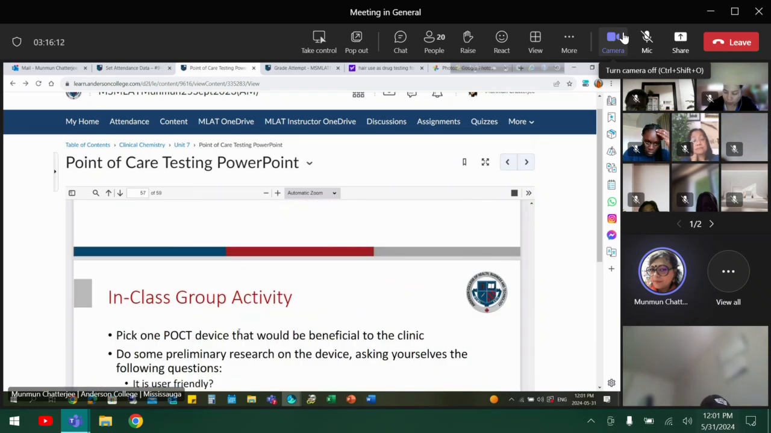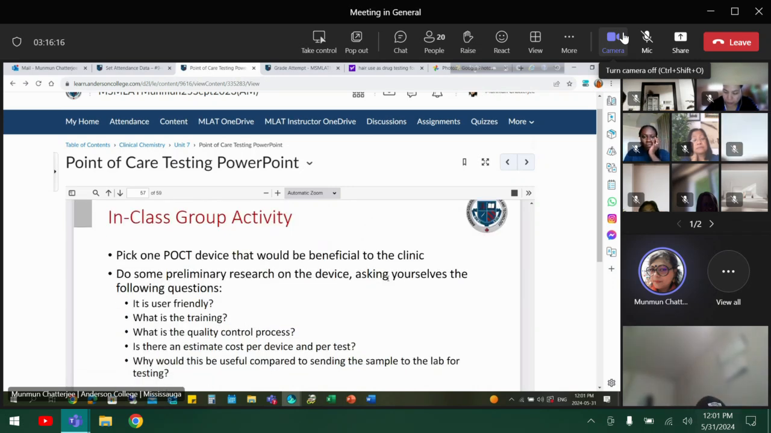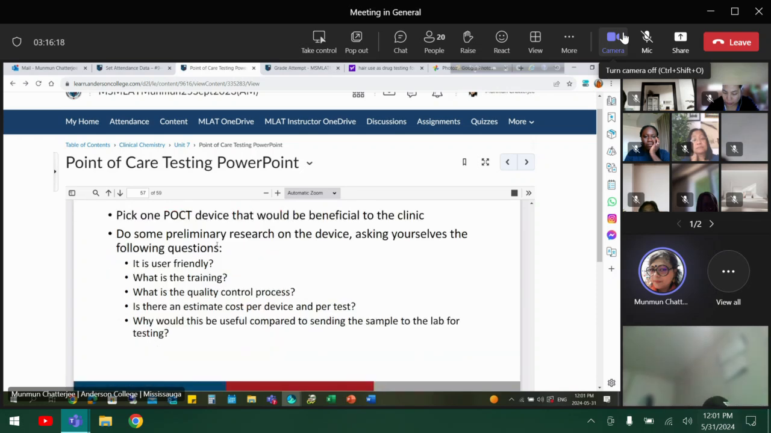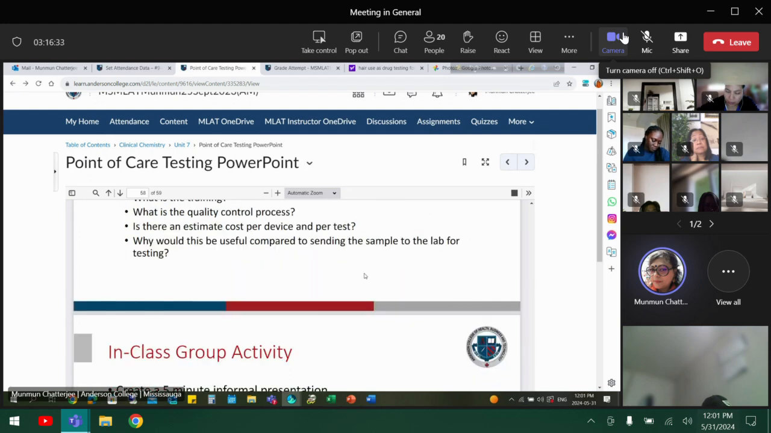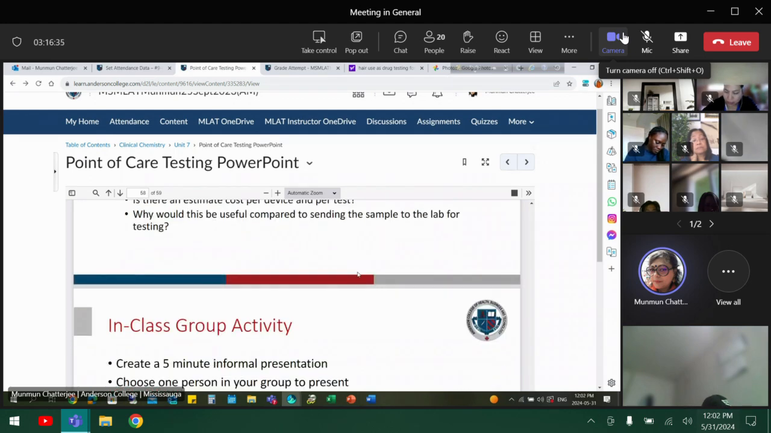These are the different manufacturers. Pick one of the POCT devices that would be beneficial to the clinic. Do some preliminary research on the device, asking yourself the following: is it user friendly? What is the training? What is the quality control process? Is there any estimated cost per device and per test? Why would this be useful compared to sending the samples to the lab for testing?